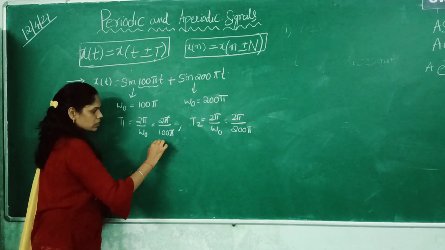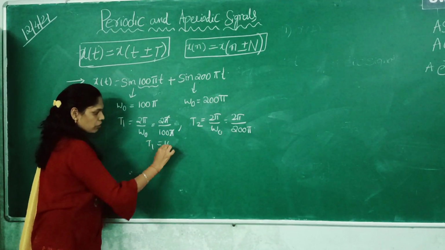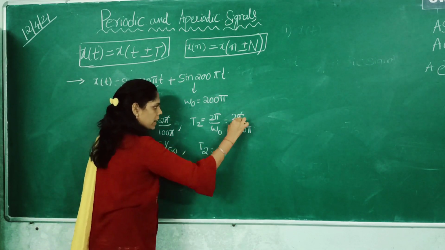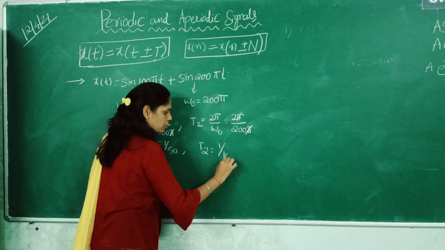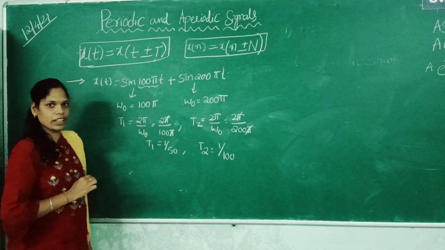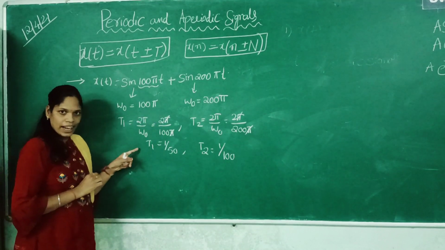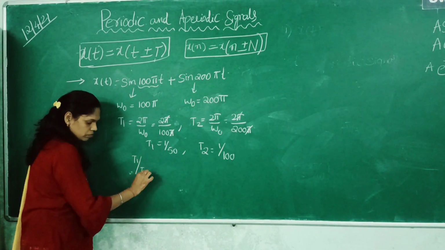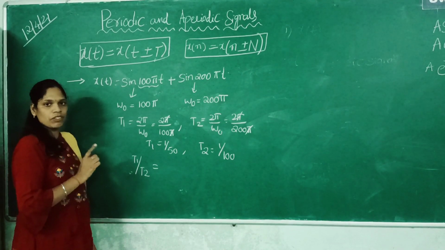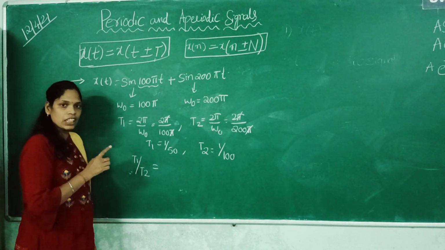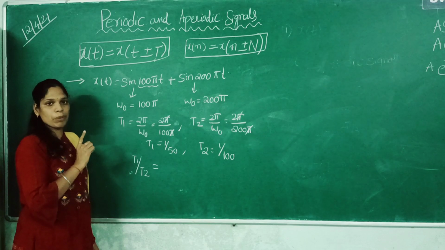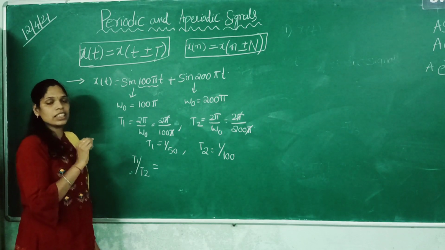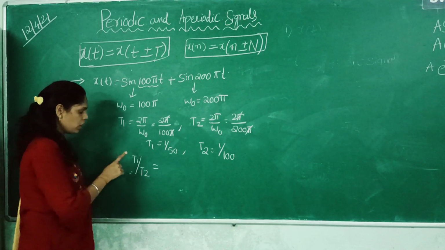Pi will cancel. What is the answer for T1? 1 by 50. What is T2? Pi will cancel. What is the value? 1 by 100. So if the two signals are added, here we have to take the value of T1 by T2. If the ratio of T1 and T2 is a rational number, then that signal is called a periodic signal. If the ratio is an irrational number, that signal is nothing but an aperiodic signal. What is the T1 value?